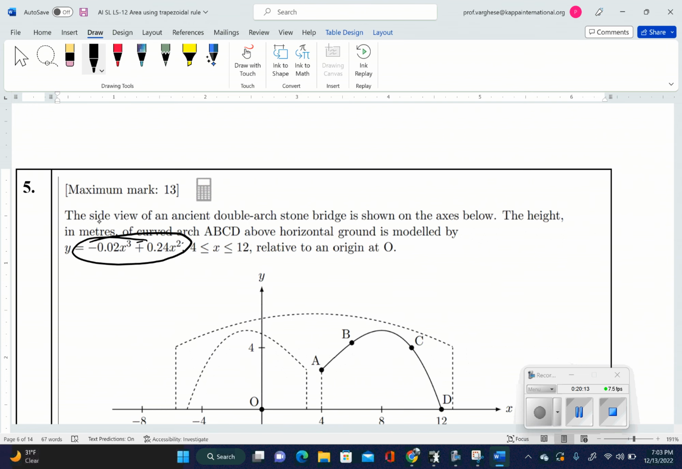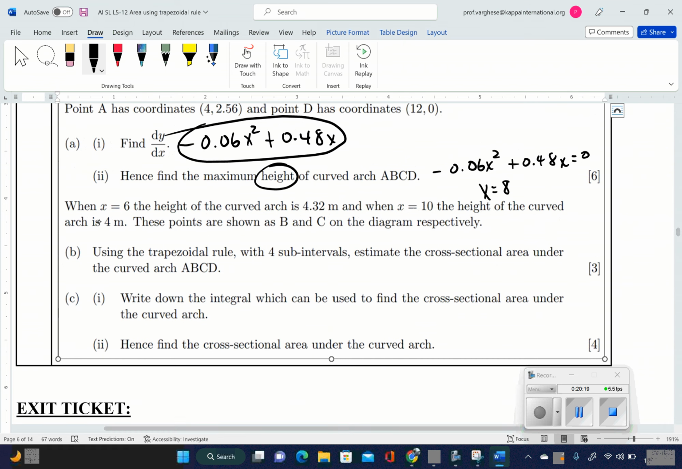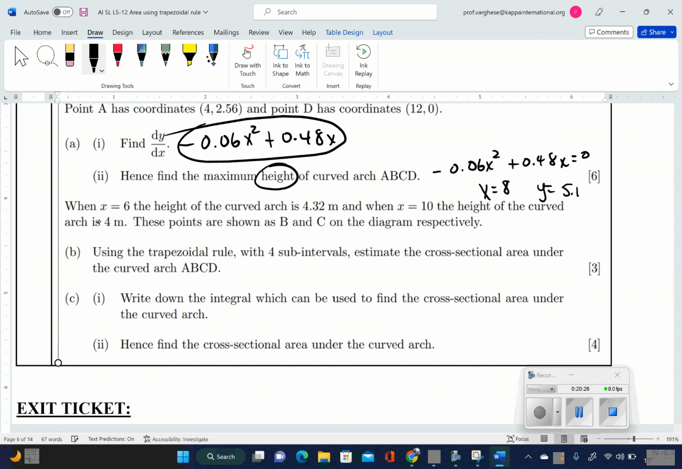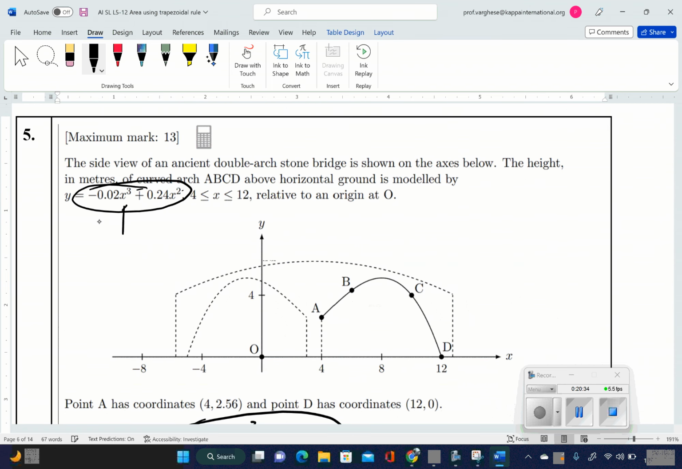And when you do that, you're going to get 5.12. So once I plug in the 8, my y is equal to 5.12 meters, right? And again, where did I get that from? I got that by plugging it into my original function, which is right here. So wherever the x is, I plugged in my 8.